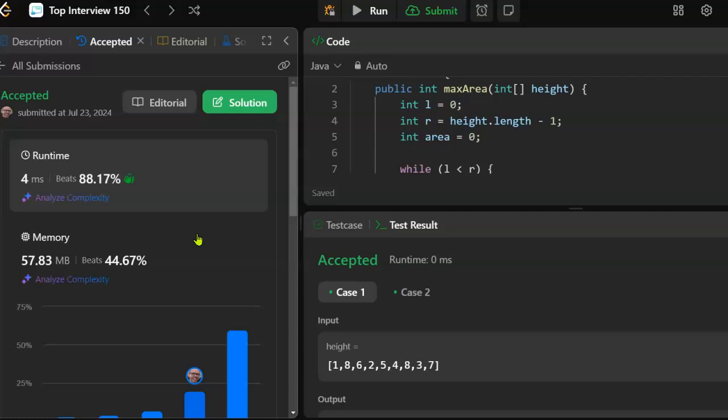So that's it. Nice, efficient 2-pointer solution. And I can't think of anything else to add.